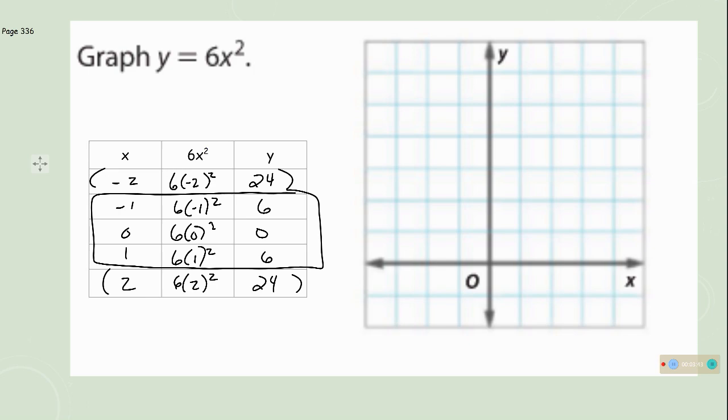So we are going to go left 1, up 6. It's going to go through 0, 0, and right 1, up 6. The number in front of x squared is positive, so we know it's going to smile. And you will draw your parabola, which would look something like this. Now you want to make sure your lines go beyond the points. And yes, it does kind of look like a face with the eyes here and the nose here, but this is how you graph a parabola.